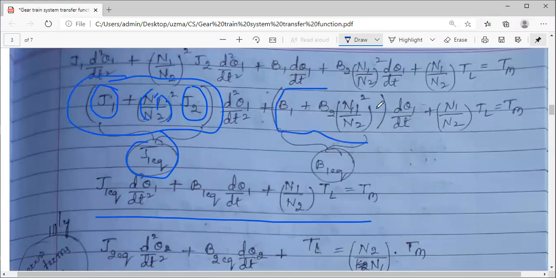Similarly, you want to go for the change in B. B for the first shaft won't change because that is your destination shaft. However, I'm talking about the overall equivalent value. But for the second shaft, the parameter will change. That value is multiplied by this factor, N1 by N2 whole square. Why do we get this? Because we are moving from shaft 2 to shaft 1.